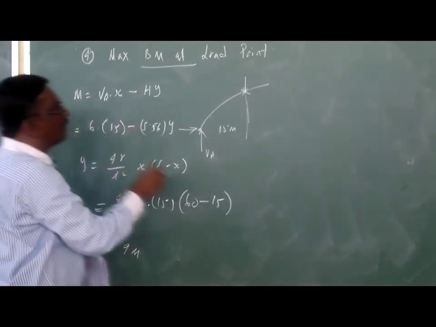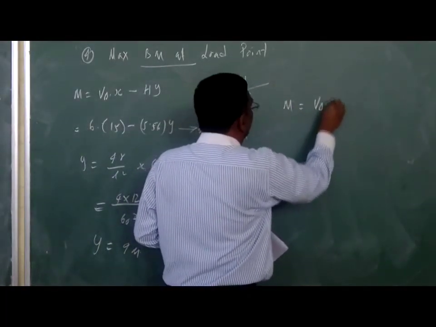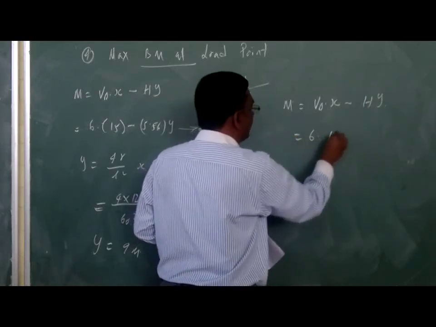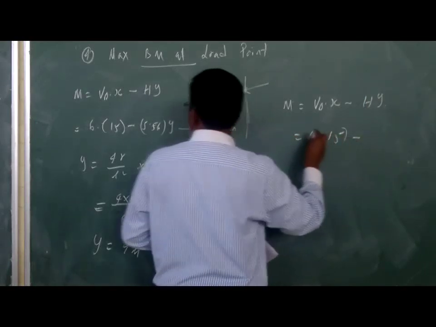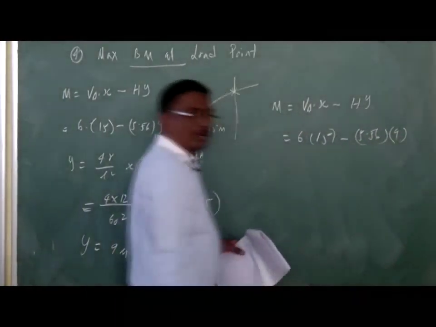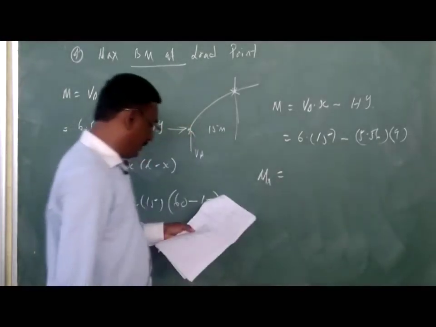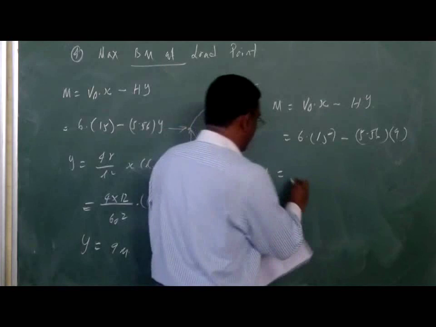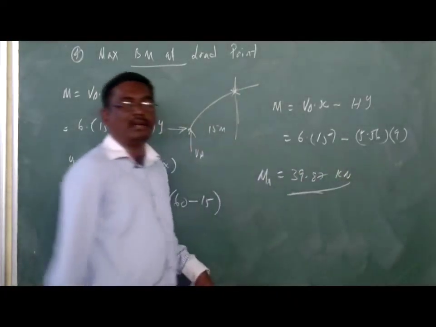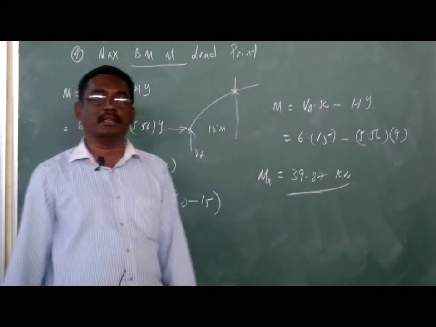Substituting this 9 here, we'll be getting moment as VA into X, now substituting all the values, 6 into 15 minus 5.56 into 9. So the value of moment at this load point is found to be 39.87 kilonewton meter. So the bending moment at the load point is 39.87.